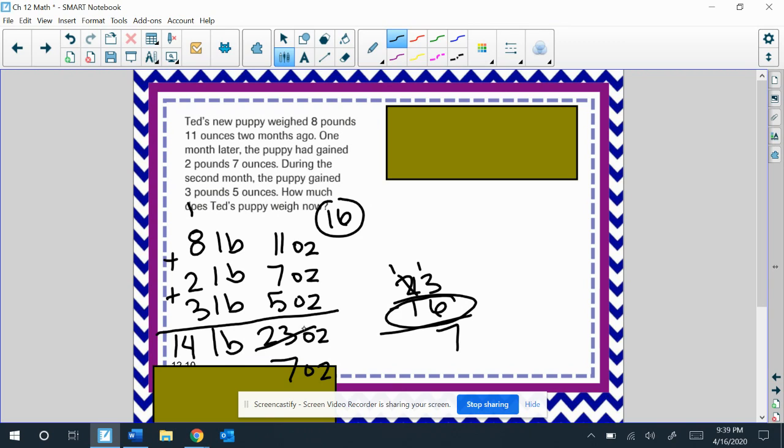When the number is larger than our base, we do have to rename it, regroup it, whatever you want to call it, so that we take one whole away and we put it in our larger units. Here's another problem.